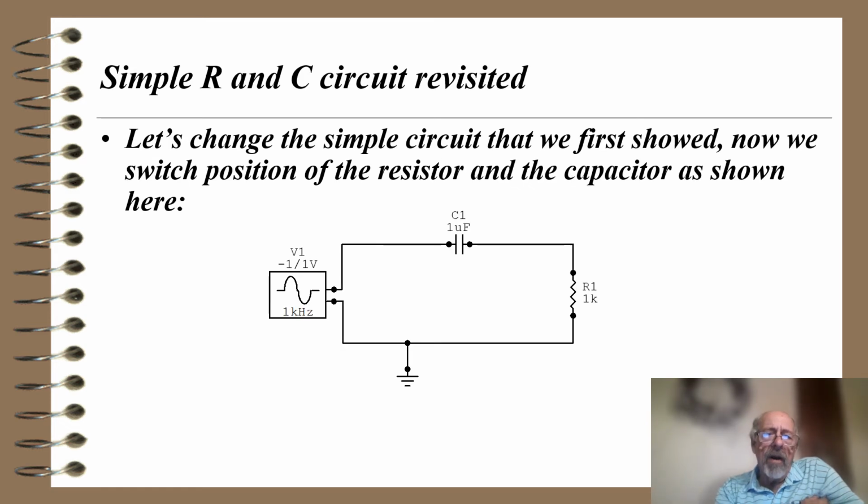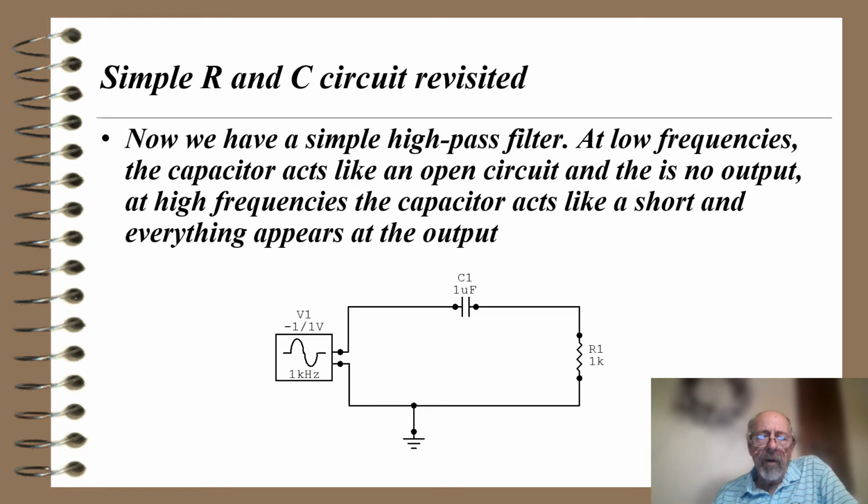So here's the simple R and C circuit revisited. Let's take this circuit, and what we've done now is we actually have just switched the position of the resistor and the capacitor. Before, the capacitor was the output and the resistor was the series component. Now the capacitor is the series component and the resistor is the output.